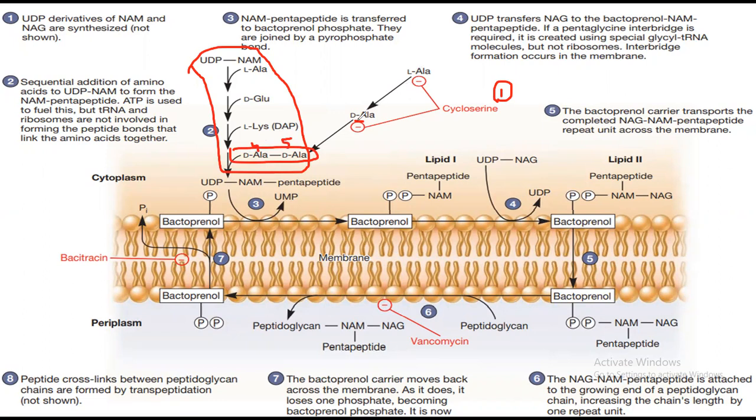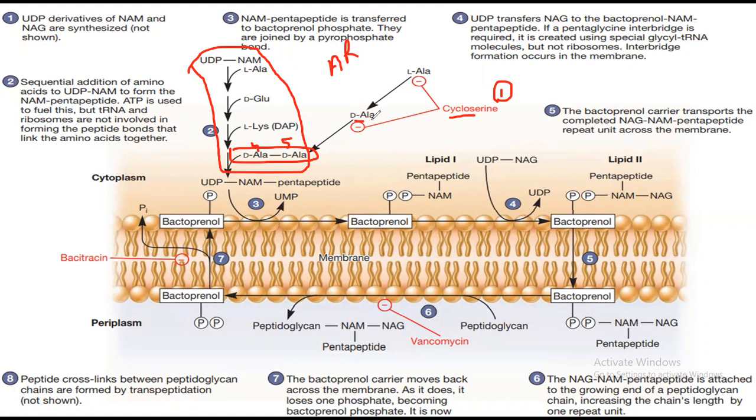This L-alanine should be converted into D-alanine by an enzyme that is known as alanine racemase. So what does this cycloserine do? This cycloserine binds to the alanine racemase. This AR is the alanine racemase. It binds to the active site, so allosterically it binds to the alanine racemase. And what does it do? It blocks the activity of the alanine racemase, and after that this L-alanine cannot be converted into D-alanine.